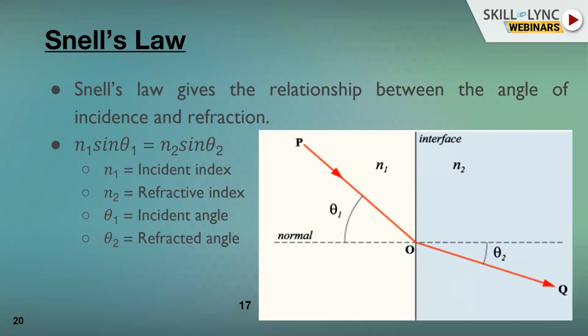Okay, then theta is nothing but the angle of the light ray. Theta 1 and theta 2 are the incident ray in the air and the refracted ray in the other medium. Okay, we talked about Snell's law.